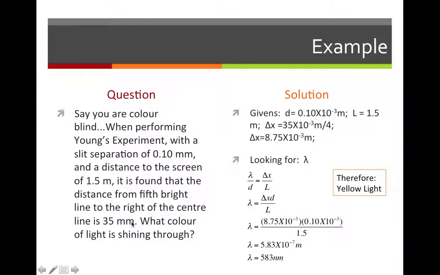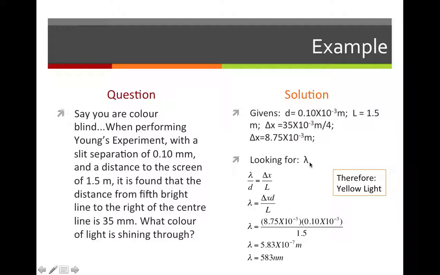Okay, so say you're colorblind, you're performing a Young's experiment, you got your D, got your L. It is found that the distance from the fifth bright line to the right of the center is 35 millimeters. So what color of light is shining through? Usually when it says the fifth to the right of the center, that means there's 4 spaces. Usually you know it's going to be 4 you're dividing by to get your delta x. If you're not sure, try to sketch it out and draw it.